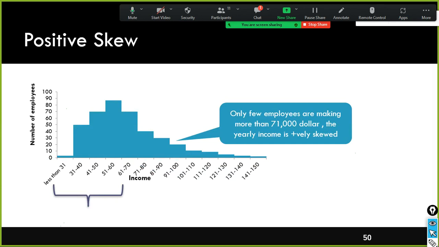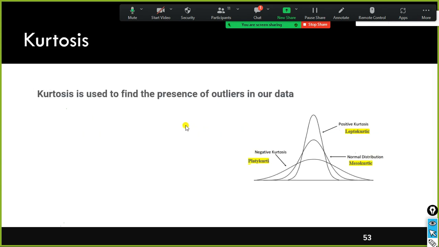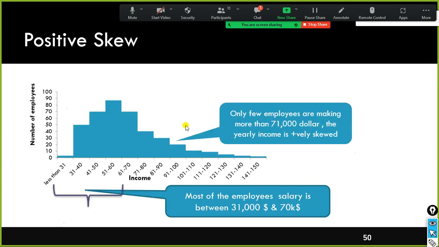The yearly income is positively skewed. In this case, it is positive because it is going down, down, down, right? It is abruptly flattening here. And most of the employees' salary is between 31,000 to 70,000. Same thing. The only difference is the income is positively skewed. That is the difference between these two. And kurtosis, we'll discuss later.